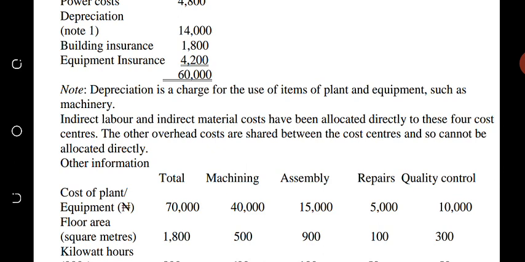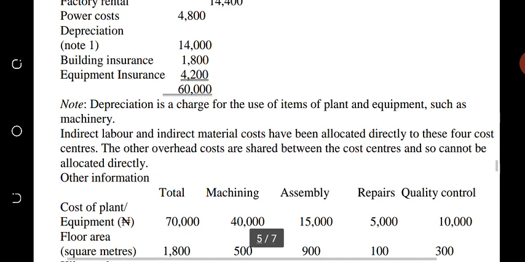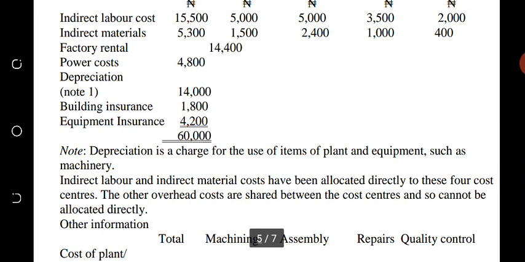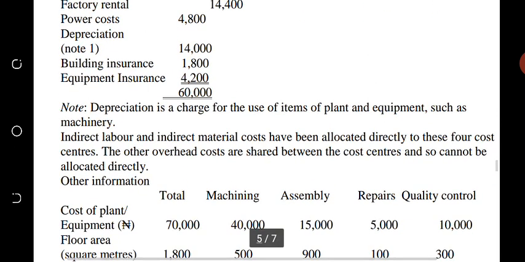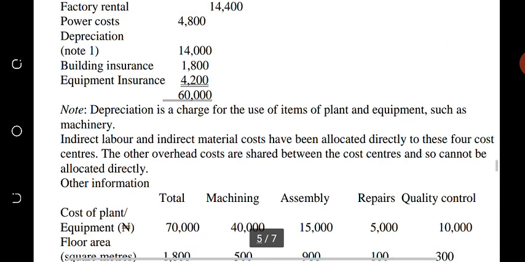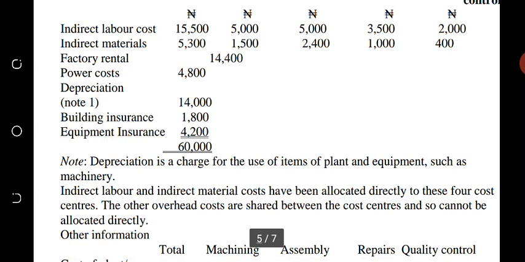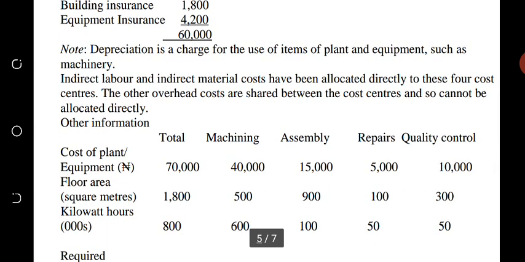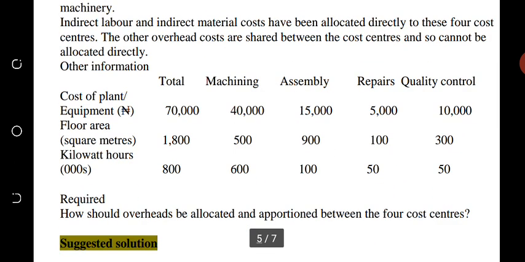The other overhead costs are shared between the cost centers and so cannot be allocated directly. So the factory rentals, power costs, depreciation, building insurance, and equipment insurance cannot be allocated directly to the cost centers. So we want to share them, to apportion them. So we are given the basis of apportionment.